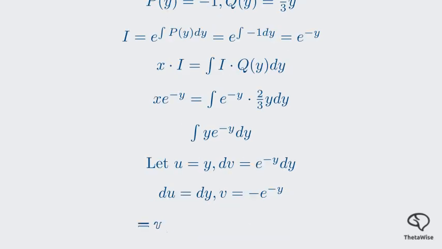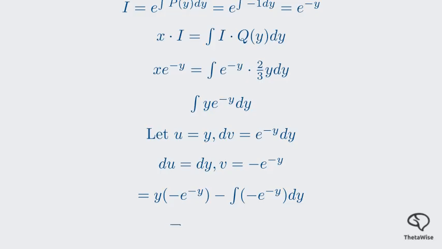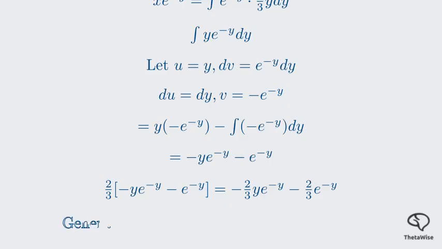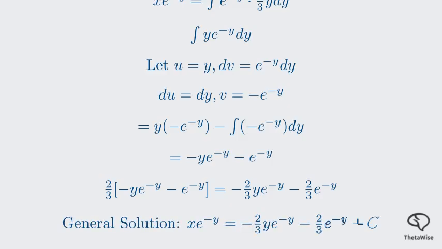Using integration by parts, uv minus the integral of v du, we get negative y e to the negative y plus the integral of e to the negative y dy. This integrates to negative y e to the negative y minus e to the negative y. Multiplying by our 2/3 factor, the full integral is negative 2/3 y e to the negative y minus 2/3 e to the negative y. So our general solution for x is x e to the negative y equals this integral plus C.